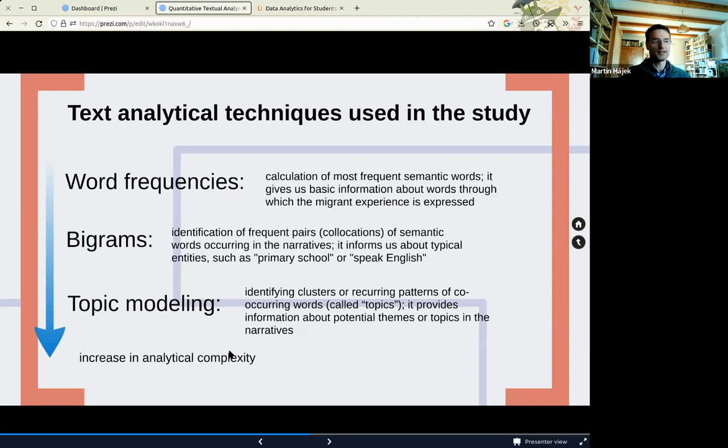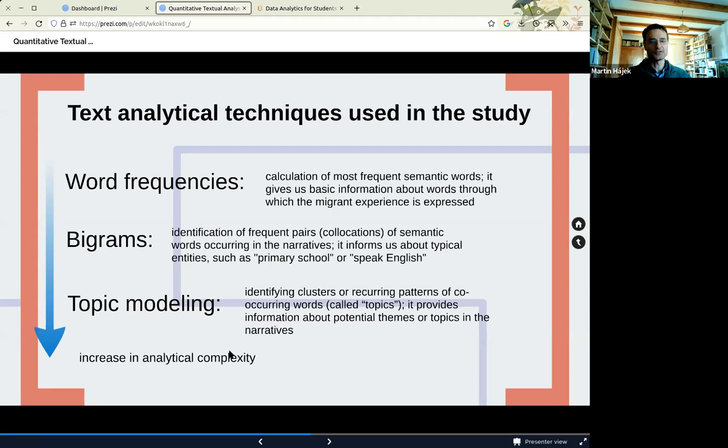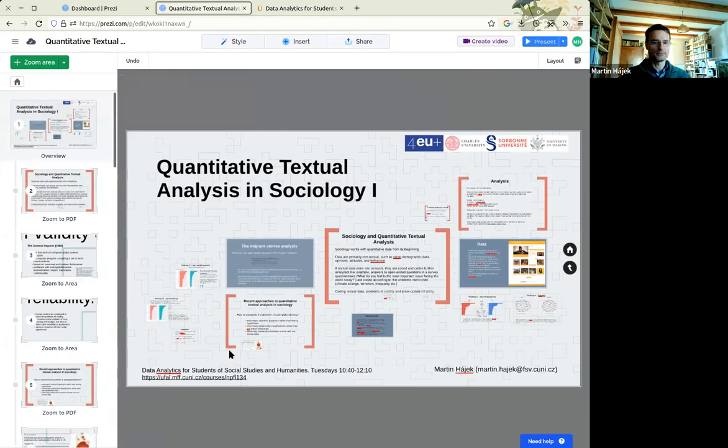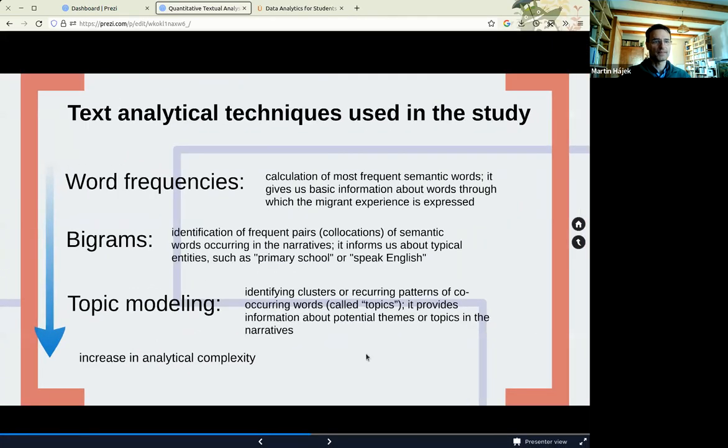In the second step, I moved to bigrams. Bigrams are frequent pairs of semantic words, collocations, that occur in these narratives. For example, primary school is a bigram. I don't know if it's pronounced bigram or bigram. Speak English is also a bigram.